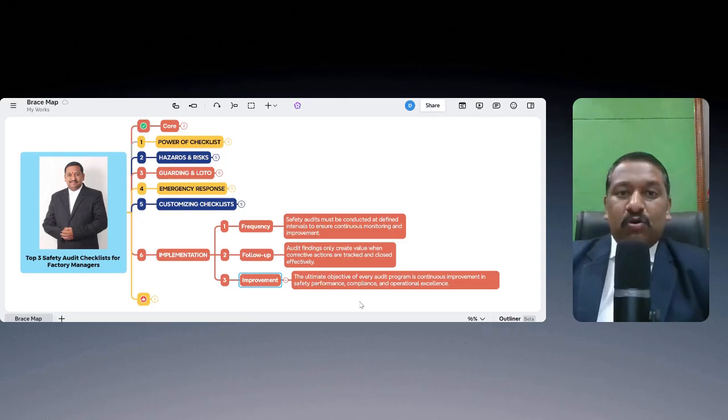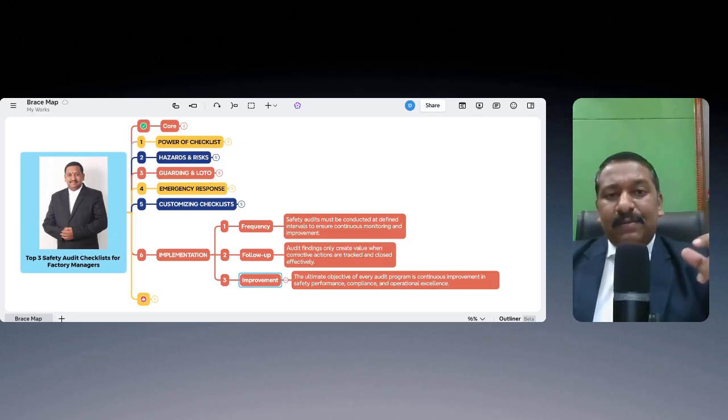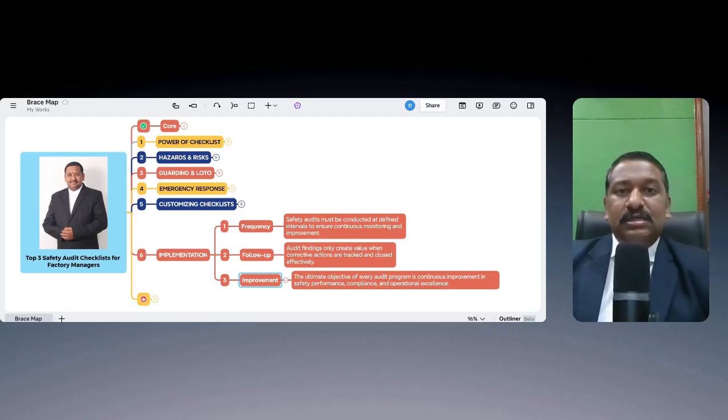Then the third aspect is improvement. Continual improvement is very much important. The ultimate objective of every audit program is continuous improvement in the safety performance, compliance, and operational excellence. The parameter of the safety performance has to be increased. Lost time incidents have to be reduced. Reporting of the unsafe act, unsafe condition has to be increased. Therefore, the safety performance will be increased, and the compliance has to be improved, and the operational excellence, providing different types of interlocks. So the checklist has to be improved so that hazards shall be captured into the checklist.